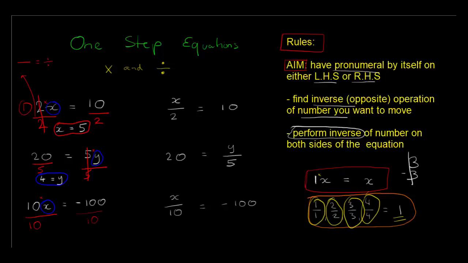Now what is 10 divided by 10? Well, that's equal to 1. And 1 times x is just x, so we can cross that out. It's basically gone, and we're left with just x on the left hand side, so we have x by itself.